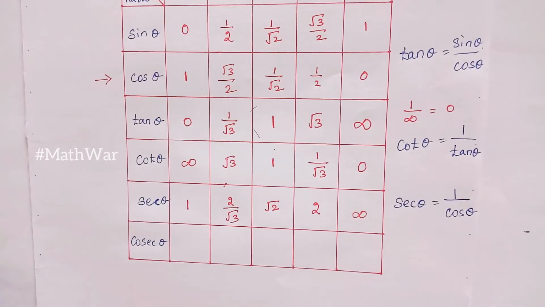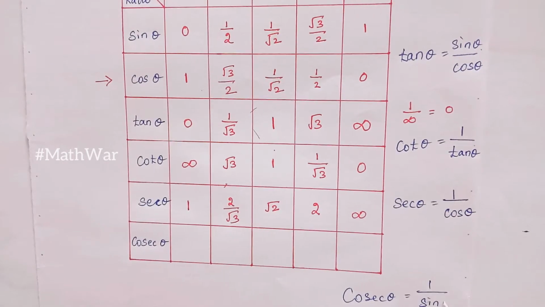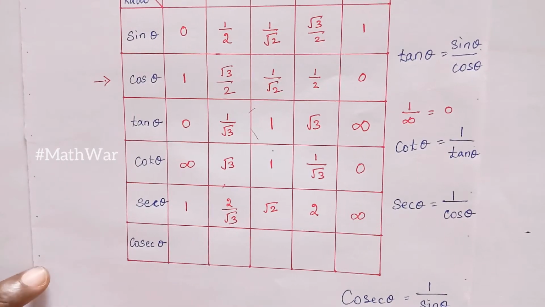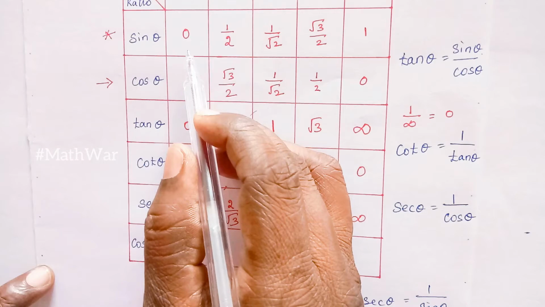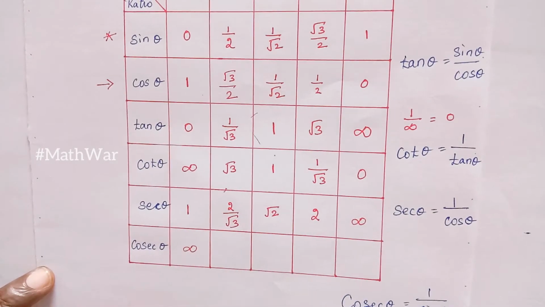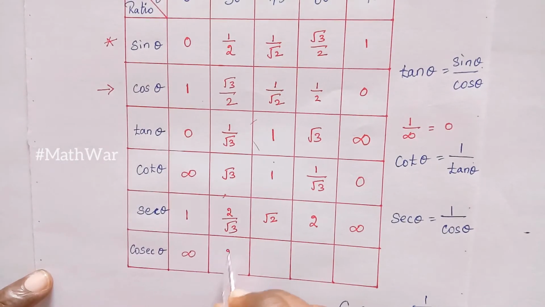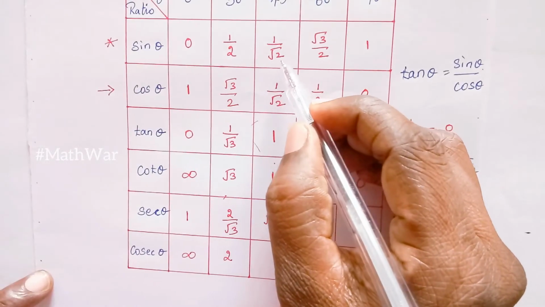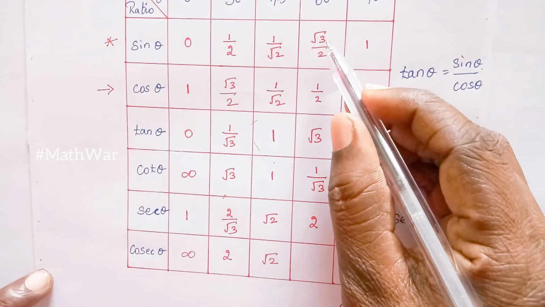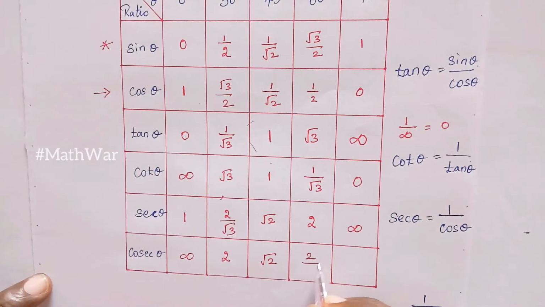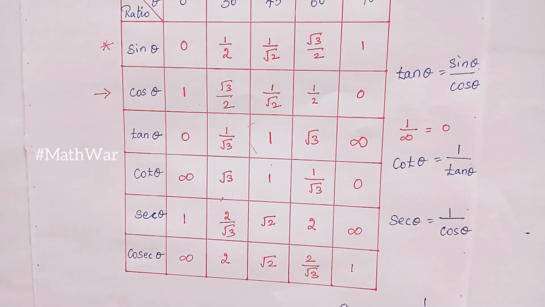The last one, cosecant theta. We know cosecant theta is equal to 1 by sin theta. That is, the reciprocal of sin theta is cosecant theta. Sin theta is here, that reciprocal we are going to take. 0, reciprocal of 0, that is 1 by 0, that is infinity. Then the next value is 1 by 2, reciprocal is 2 by 1, that is 2. Then again 1 by root 2, reciprocal is root 2 by 1, that is root 2. Then root 3 by 2, reciprocal of that is 2 divided by root 3, and the final answer is 1, reciprocal of 1 is 1.